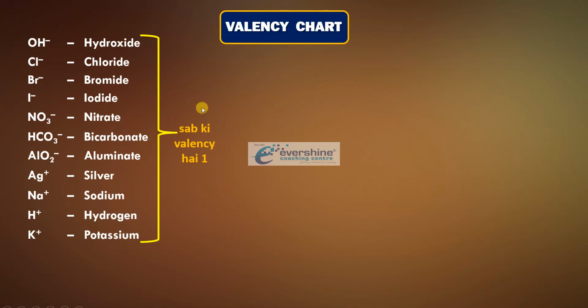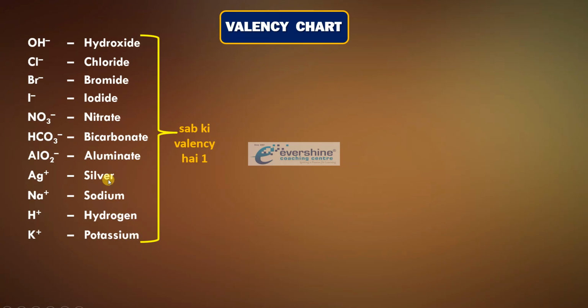Similarly, even here also, if this has to form an octet structure, then it needs one electron. Minus means it needs, it accepts. Plus means it donates. When silver donates one electron, then it forms an octet structure. Sodium, one electron it will donate. Hydrogen, one electron it will donate. Potassium, one electron it will donate to form an octet structure.